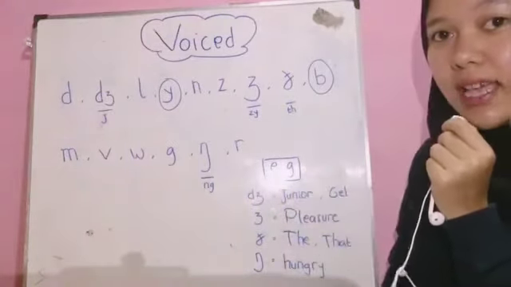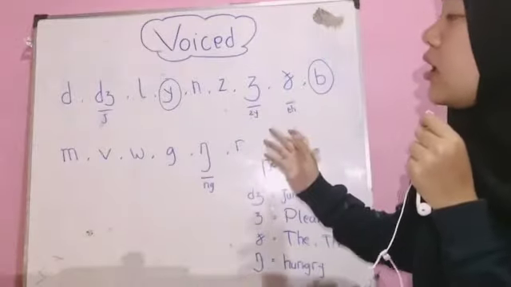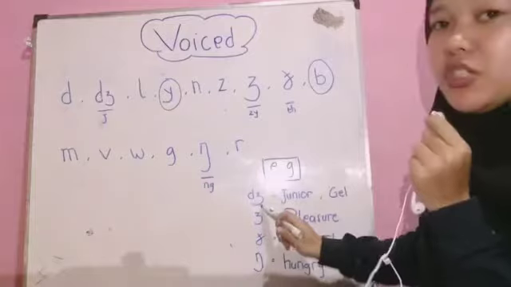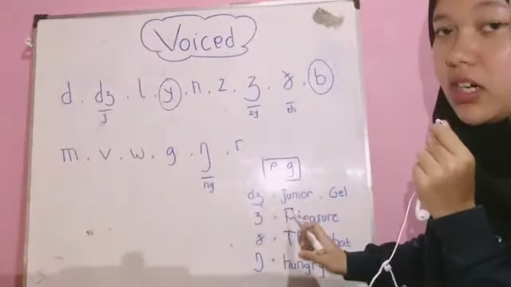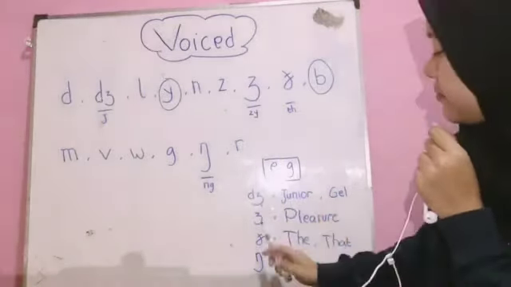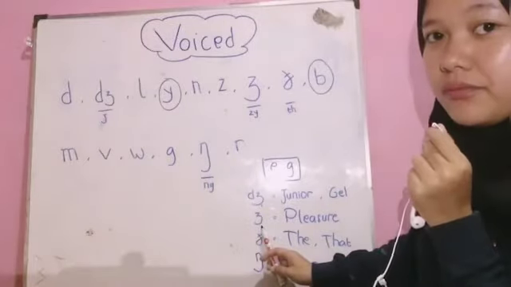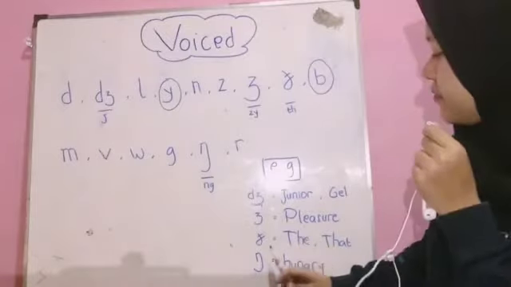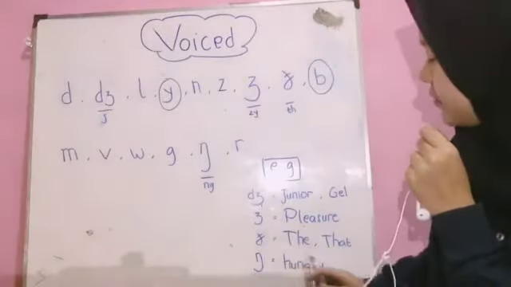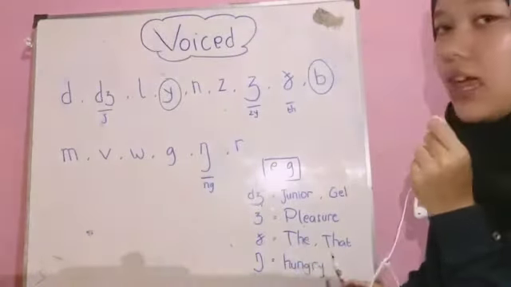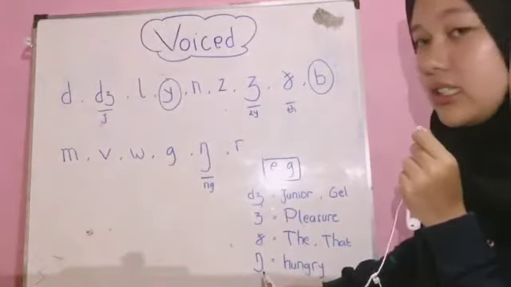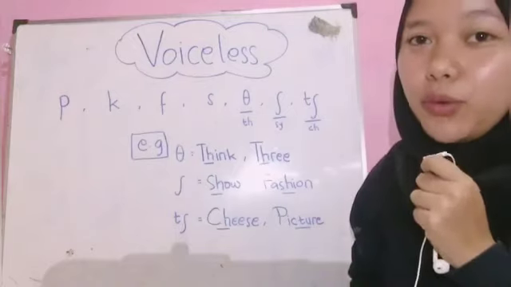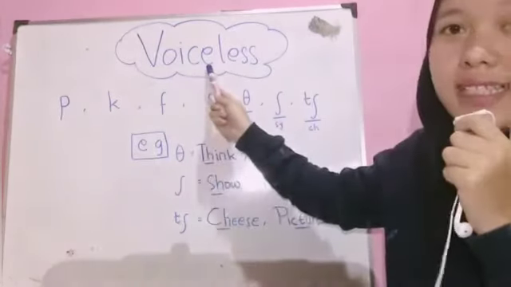And for example, another symbols in here are: junior, child, pleasure, the, that, hungry.